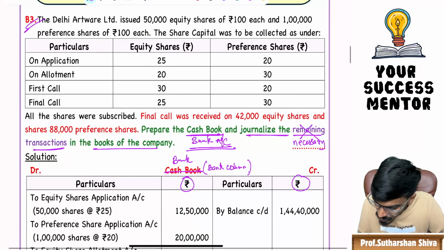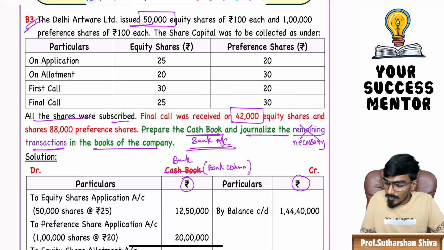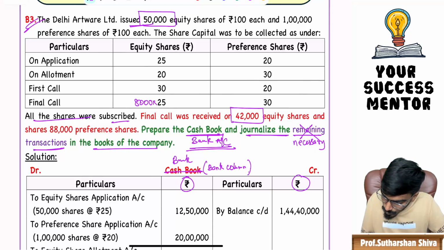Here, this question also has call scenarios. Issued is 50,000 equity shares, and basically all the shares are subscribed. So final call is only received on 42,000 shares, which means for 8,000 shares the final call money is not paid. So 8,000 into 25 should be your call scenario. The remaining will be paid.